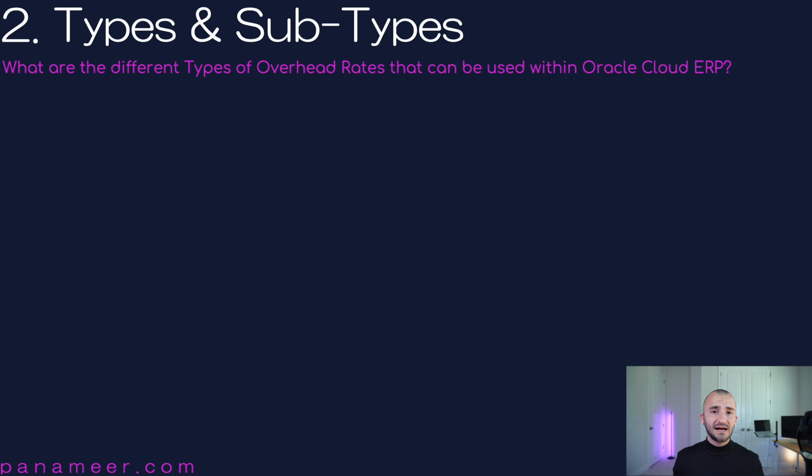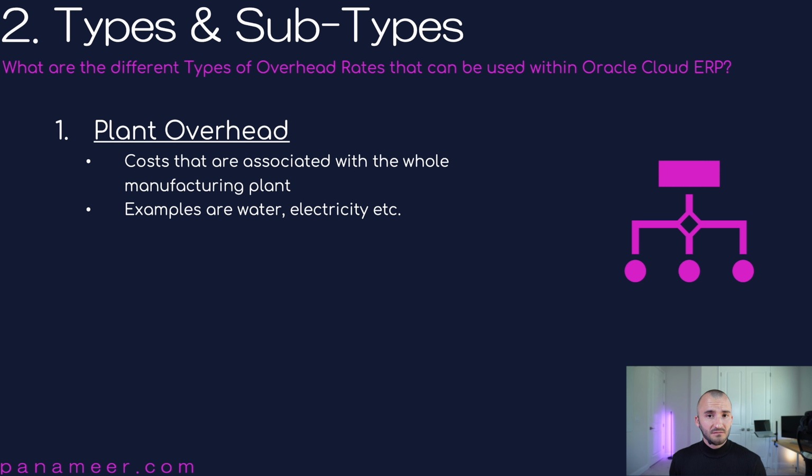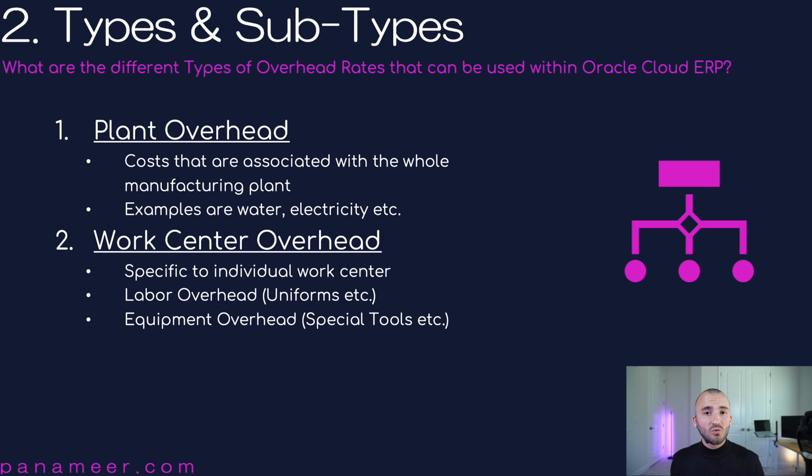Second, what different types of overhead rates can be created or used within Oracle Cloud ERP? First, we have the planned overhead. Planned overhead are costs that are associated with the whole manufacturing plant or factory. For example, it could be water or electricity. And second, we have the more granular work center overhead. Work centers are parts of a manufacturing plant that we track individually. And here we have costs that occur specific to this individual work center.